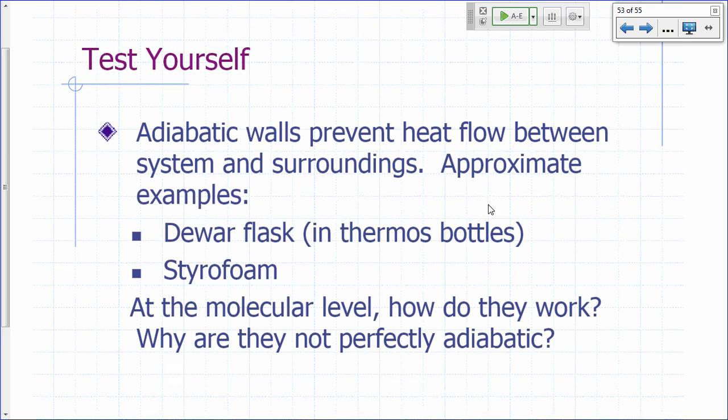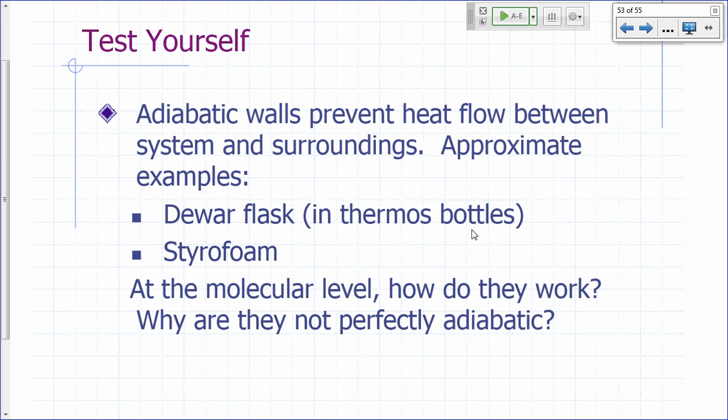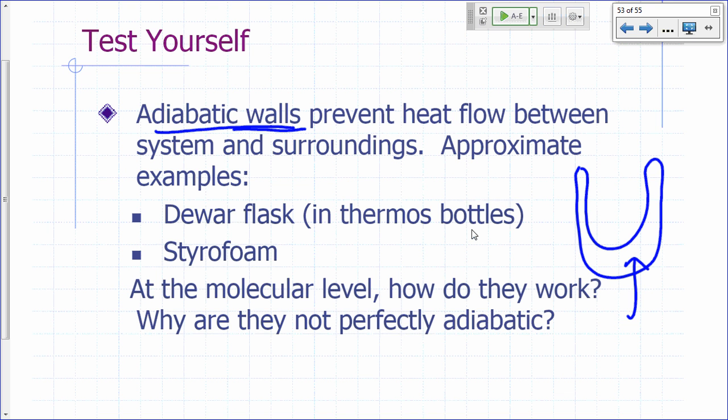So let's look at this one. Adiabatic walls, we said, would be thermally insulated walls, right? They don't allow heat to flow between system and surroundings. An example of an adiabatic wall would be your thermos bottle. What do you have inside that thermos bottle? There's a vacuum in there. So why is it very good for insulating? Making things cold, keeping things hot. It doesn't transmit heat very well.